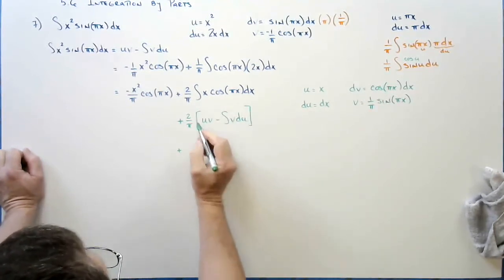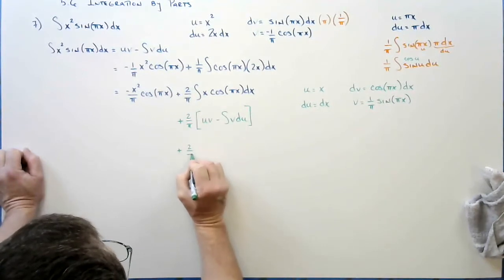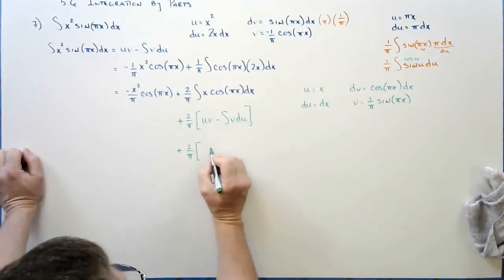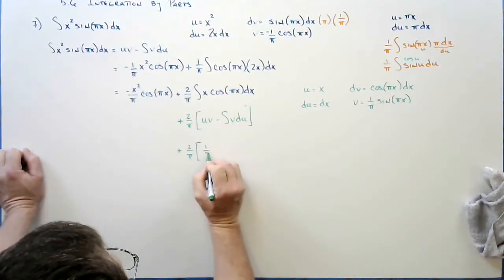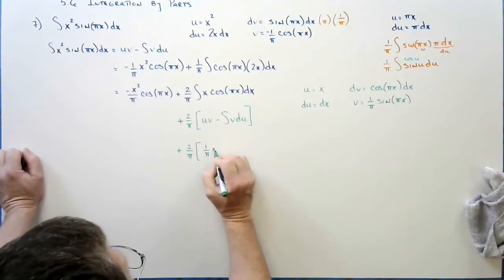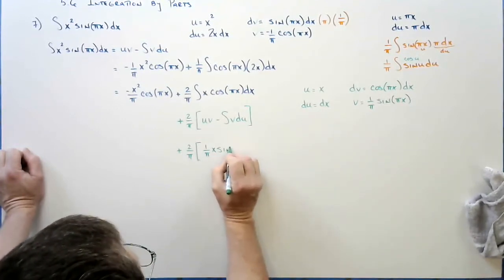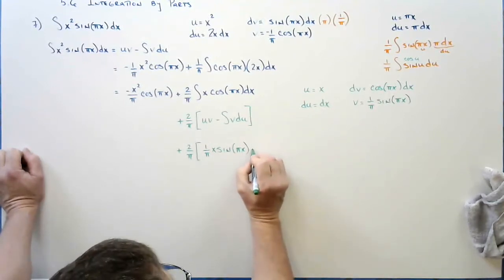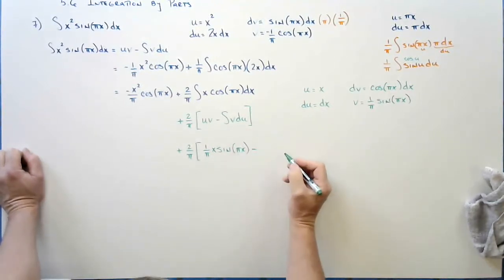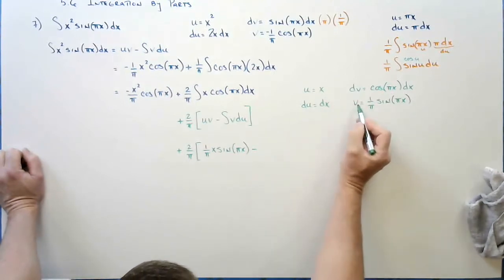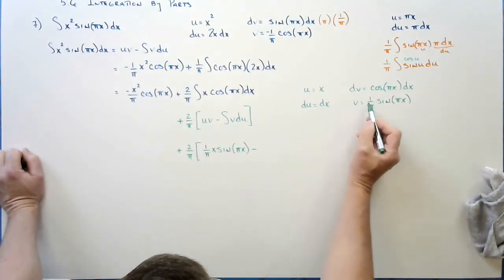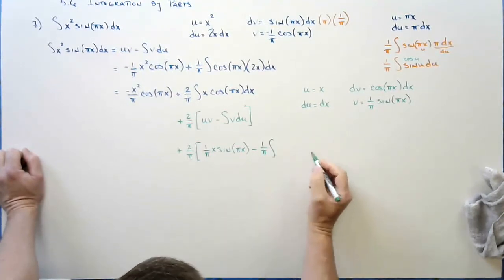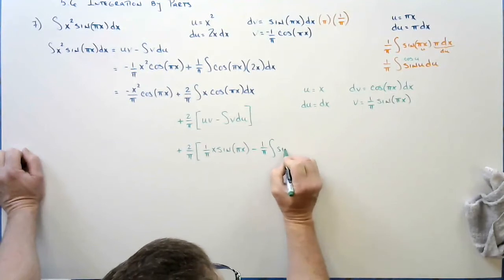That's going to give us plus. This is the 2 over pi right here. Bringing our constant down. U times v is going to be 1 over pi times our x times our sine pi x minus the integral. Now our integral is going to be v du. So we're going to have a 1 over pi as our constant. We're going to have the integral. We're going to have sine pi x.